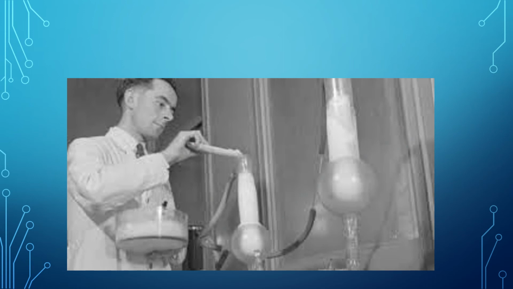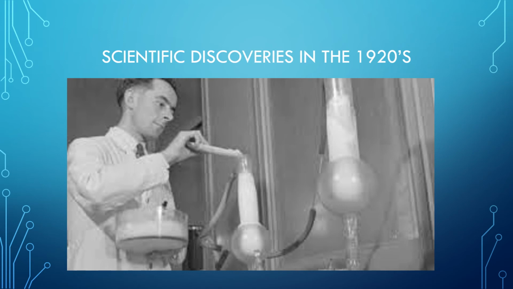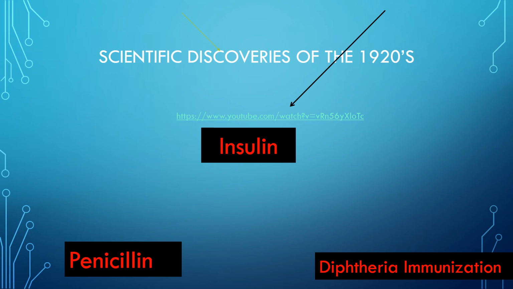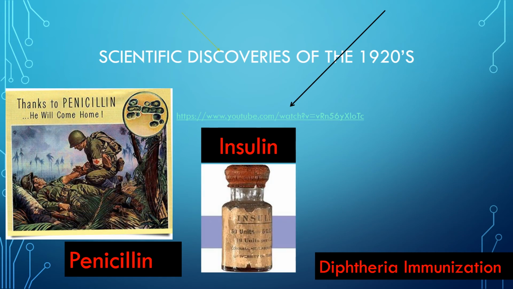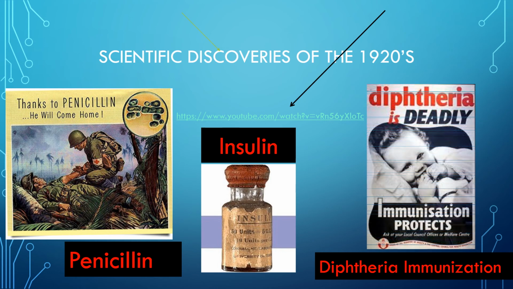Oh, check this guy out. That's an old school science laboratory there. Possibly from the 1920s. Now, what might that scientist have been discovering? Well, possibly penicillin, maybe insulin, or it could have been diphtheria and immunization. These are three important scientific discoveries that happened during the 1920s. Now, these discoveries can also be related to natural selection.